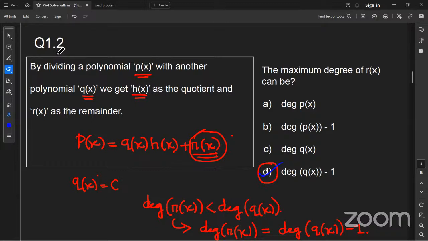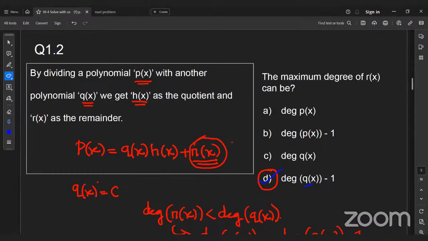Maximum degree of R(x) is degree of Q(x) minus 1, right? It is not the remainder minus 1, it is the degree of quotient Q(x) minus 1. But we are asking for the maximum degree of the remainder term, R(x). Okay, understood.